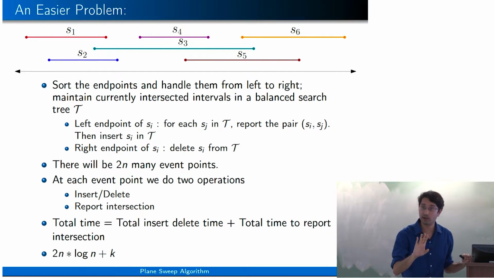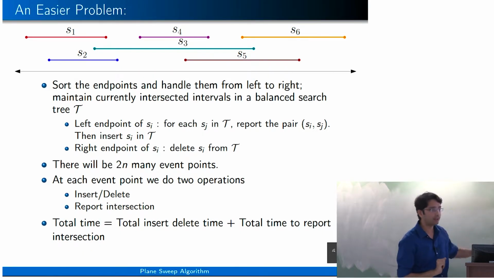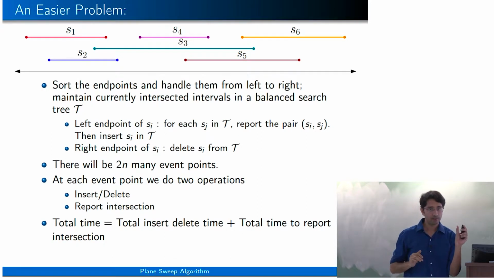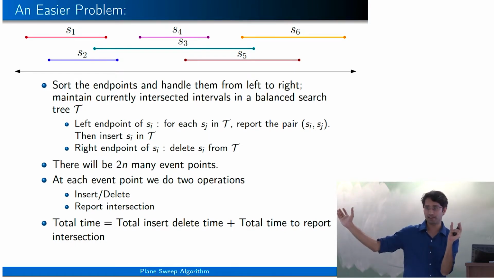Any doubts? Please raise your hand. It's perfectly okay to have doubts. What I am doing is, when I see S1, I insert it. There is nothing else to report. When I reach the left endpoint of S2, I do two operations. One is to insert S2 into the active set of lines and the other is to report the intersection of S1, S2, right? I will calculate the reporting time on the right hand side and the insert time on the left hand side and sum them both at the end.